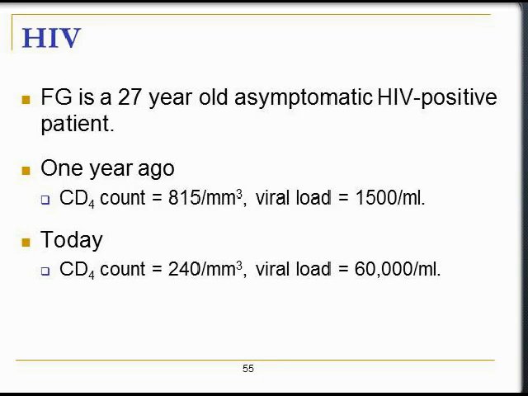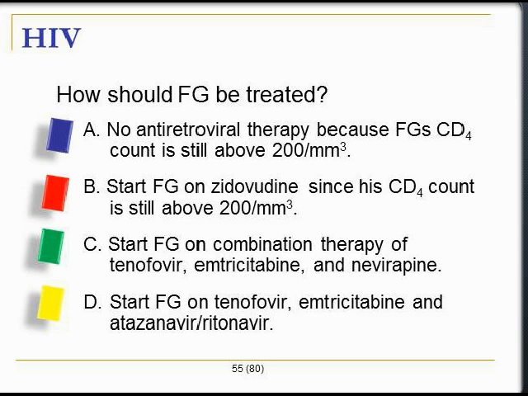But if your patient has a higher viral load, then you need to move on to a 3-drug regimen. All right, so off to our first case then. Case number 1, FG. FG is a 27-year-old male who is HIV positive, but he's asymptomatic. 1 year ago, his CD4 count was 815. His viral load was 1,500. He continues to be monitored, and now his CD4 count has decreased. His most recent one is 240, and his viral load is 60,000 copies. So how should FG be treated?